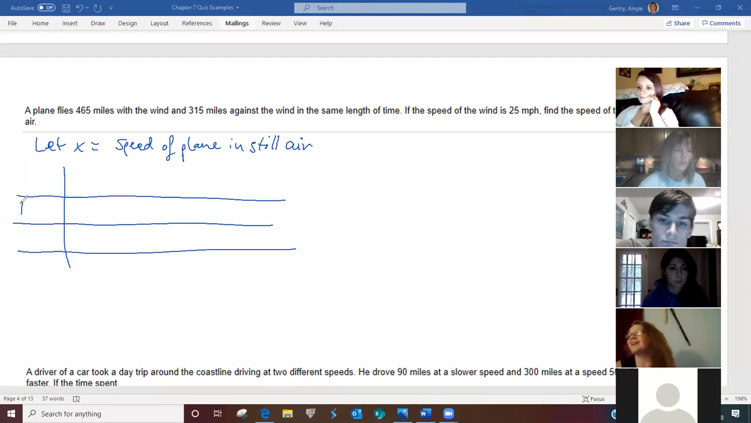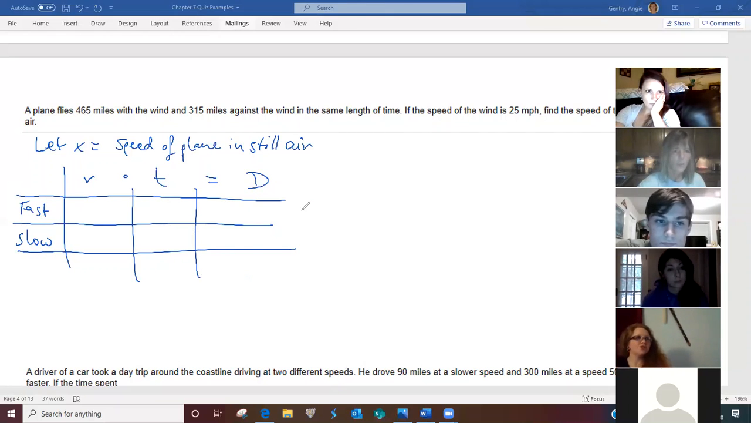And then I'm going to say faster and slower. And then I'm going to say rate times time is distance. The plane flies 460 miles with the wind. So we've done this before. You see how that's easier and faster as you do it a couple of times. And then 315 miles against the wind.